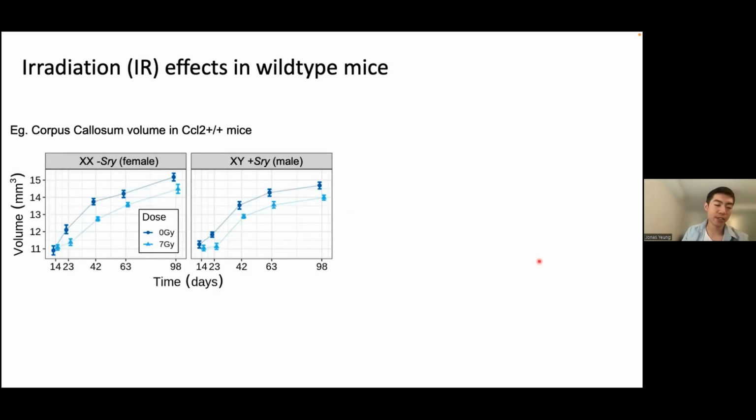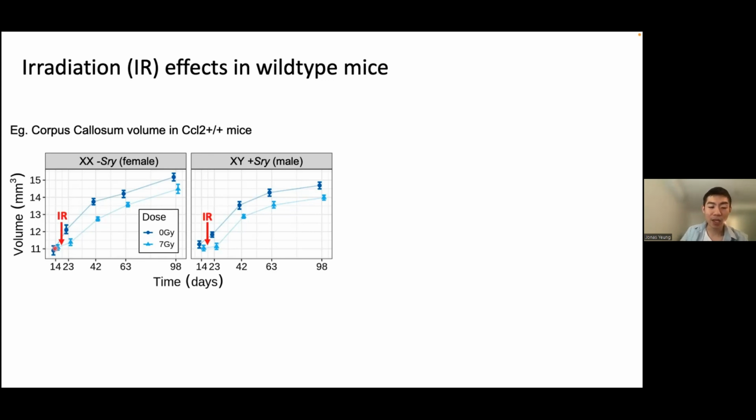So we look at the radiation effect in wild-type mice, in traditional female mice, which I have here, and male mice, which I have here. On the y-axis, I'm showing the volume of one of the structures, the corpus callosum, over time as an example. And you can see at postnatal day 16 is when we give irradiation. And there's a volume difference between the 7 gray mice versus the sham mice soon after, as early as P23.